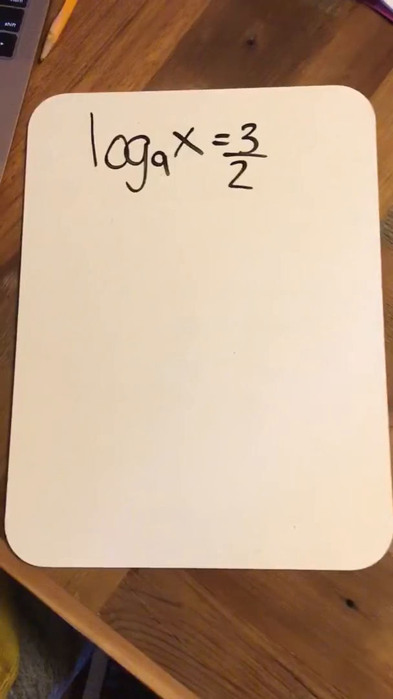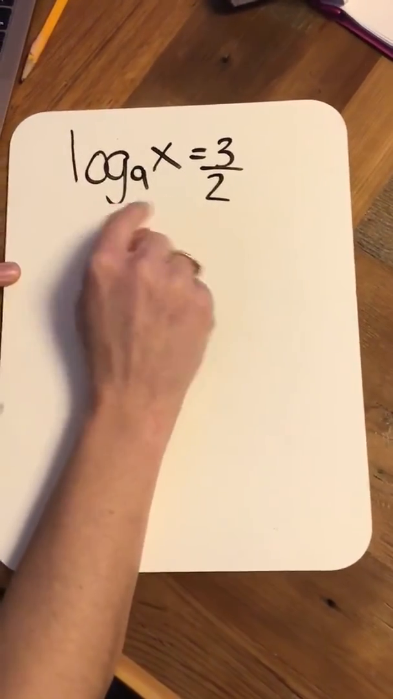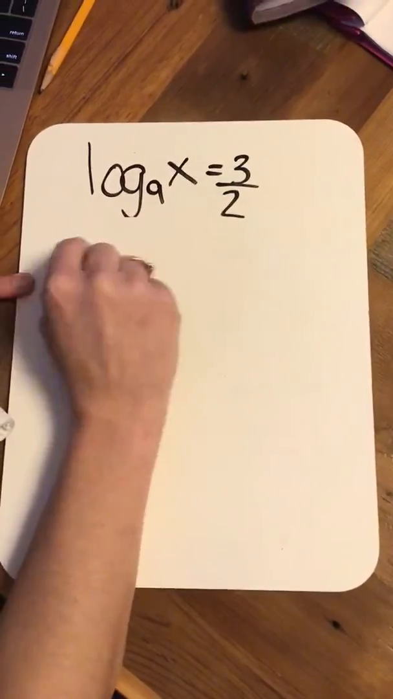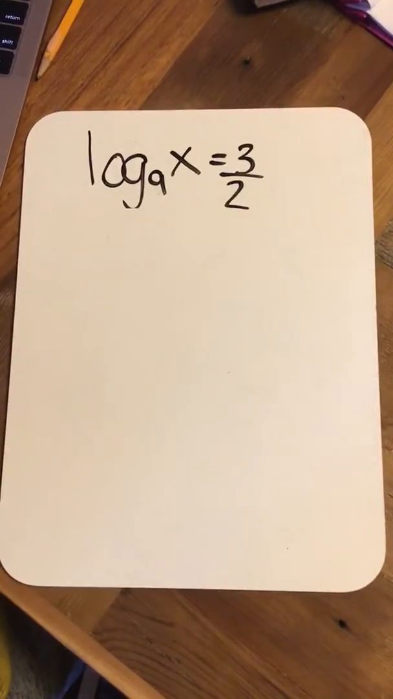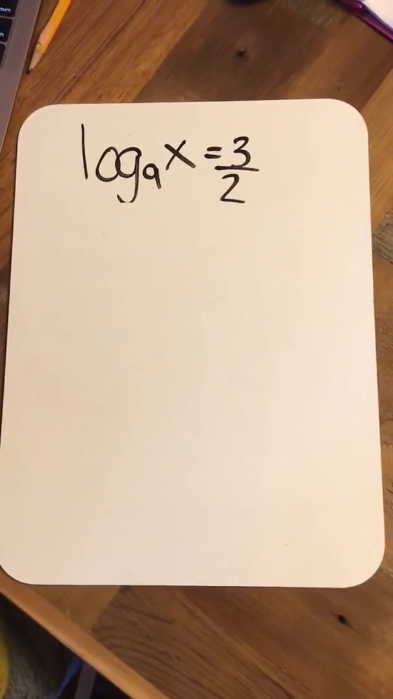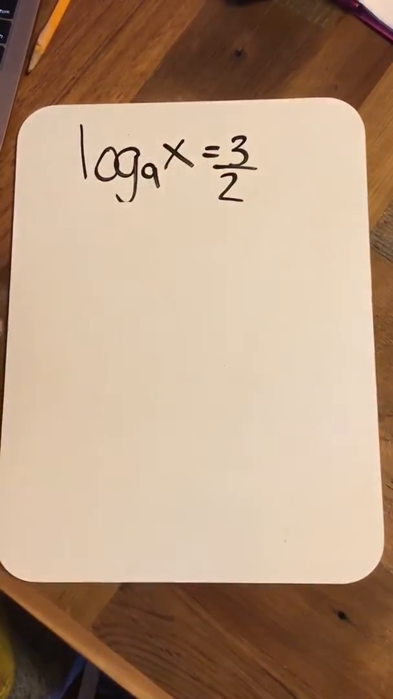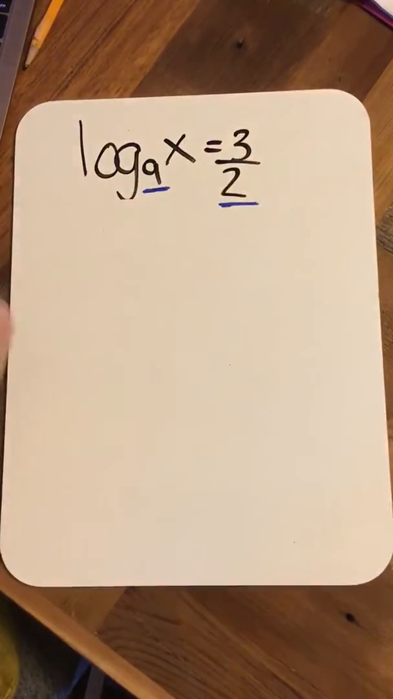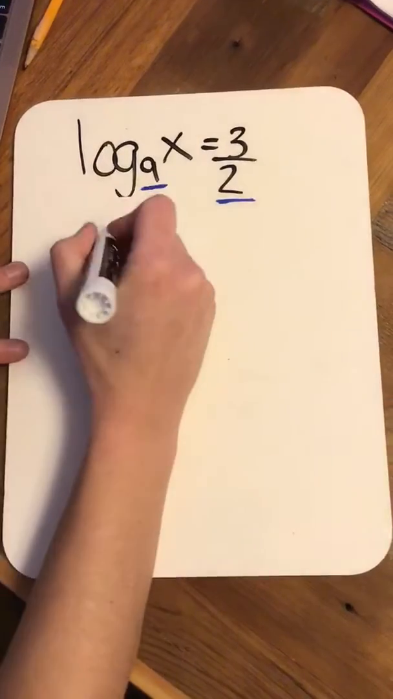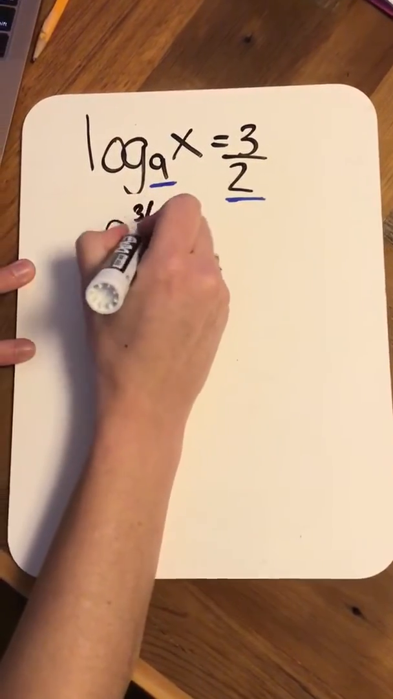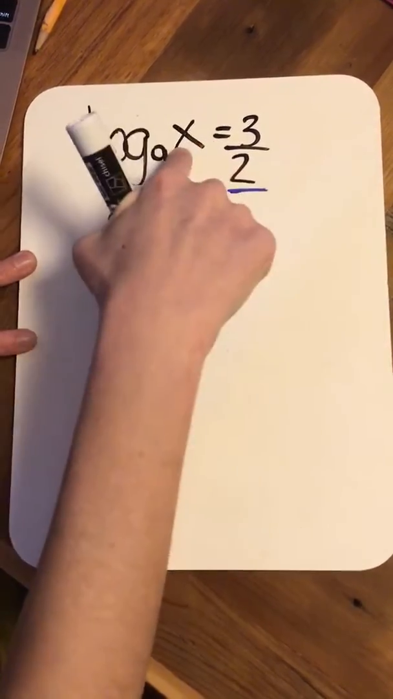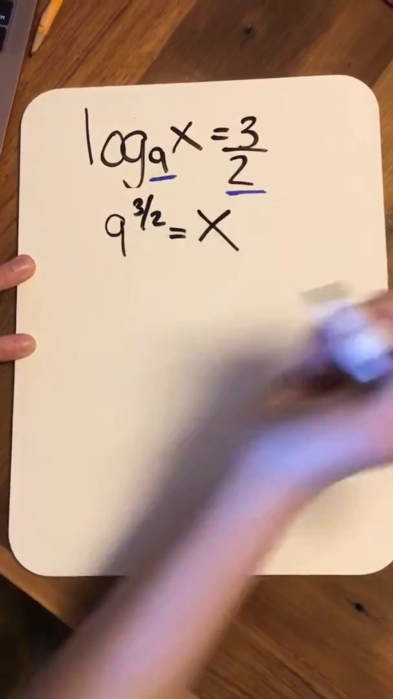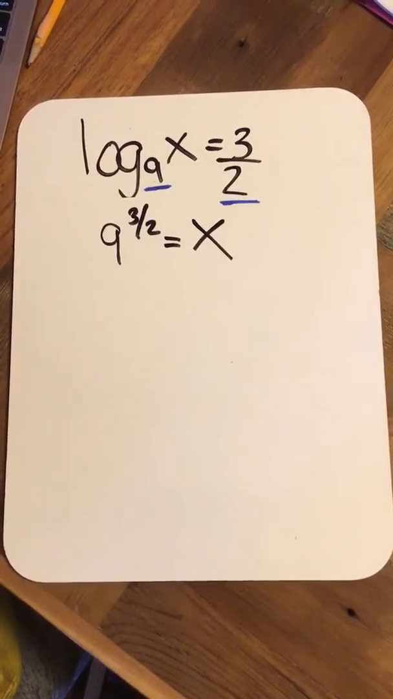It says if the log is by itself, this log of x is all by itself. There's nothing else over here. So since it's by itself, then I'm going to change it into exponential form. So remember that this is our base, and this is our exponent. So when I change it into exponential form, it will be 9 to the 3 halves is equal to x, the thing we are taking the log of. And then our job would be to solve for x.